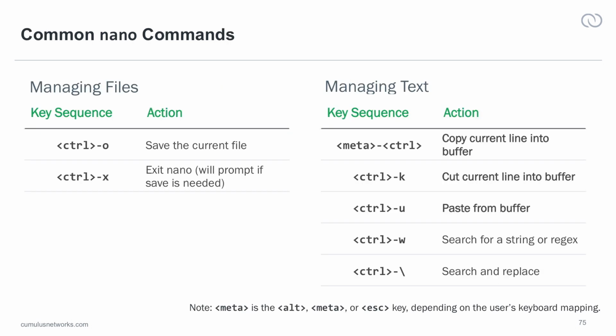Some of the common commands you'll use with Nano are Ctrl O to save the file, Ctrl X to exit the file. If you have not already saved the file, it will prompt you to do so. If you wanted to discard your changes, you can choose No, I do not want to save this file. You can also do cut and paste with Ctrl K and Ctrl U, and you can also do search and replace with Ctrl W and Ctrl \.